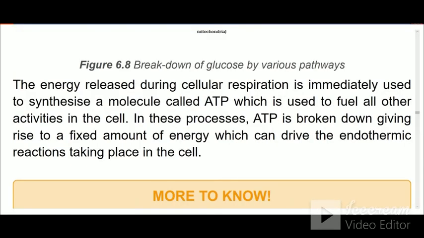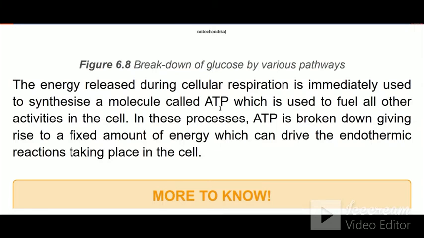The energy released during cellular respiration is immediately used to synthesize a molecule called ATP. So whatever energy is released is converted to ATP. It is synthesizing a molecule called ATP, which is used to fuel all other activities in the cell.